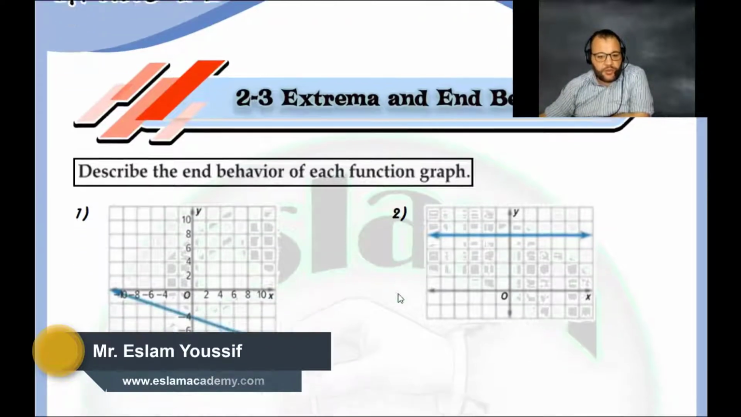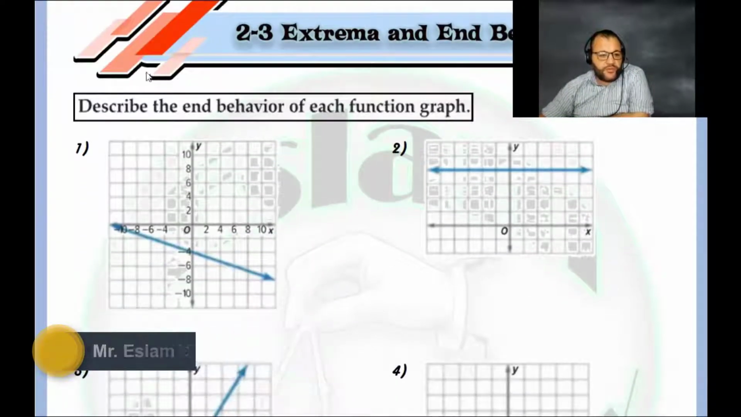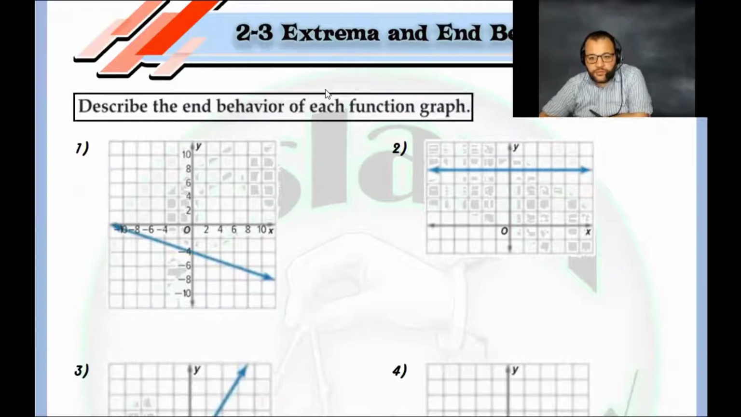Wa alaykum assalam wa rahmatullah. What is the difference between number one and number two? What is the difference between graph number one and graph number two? What is the type of function number one and function number two? I will write the answer, whether it is right or wrong. Number one, it intersects x and y. My question is, what is the type of the function?